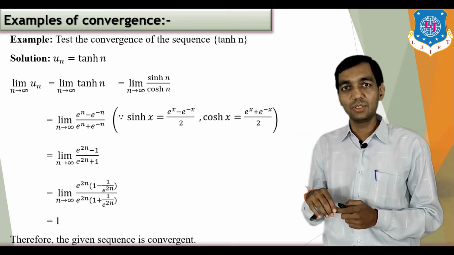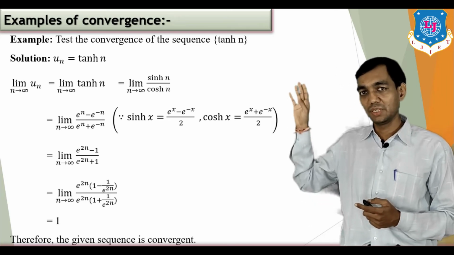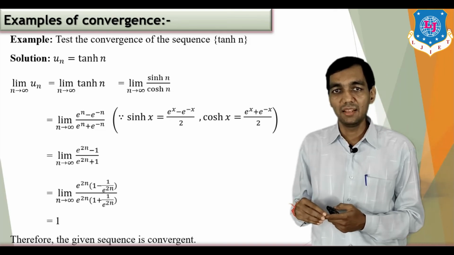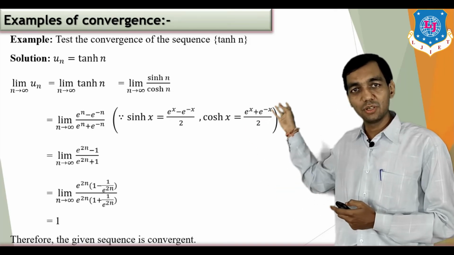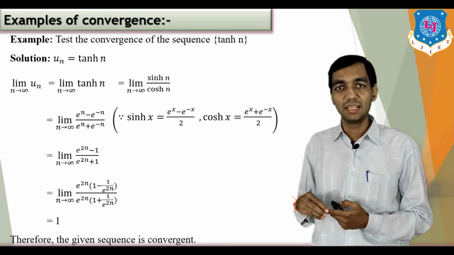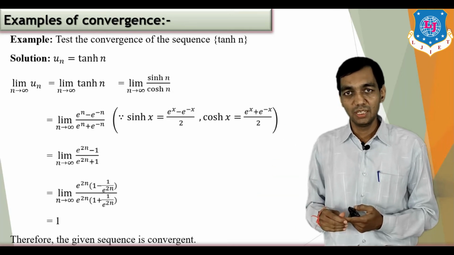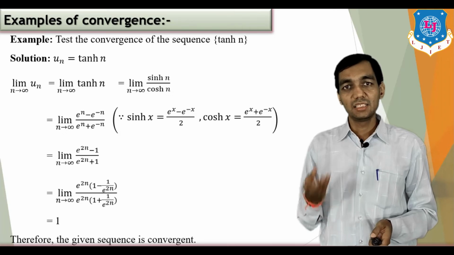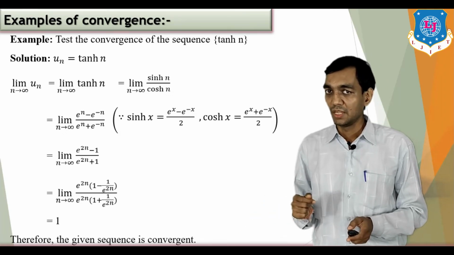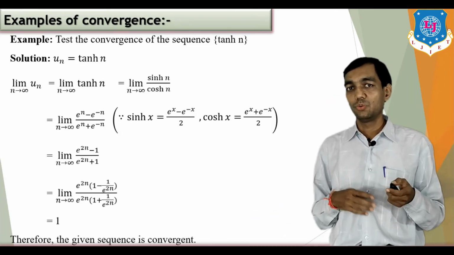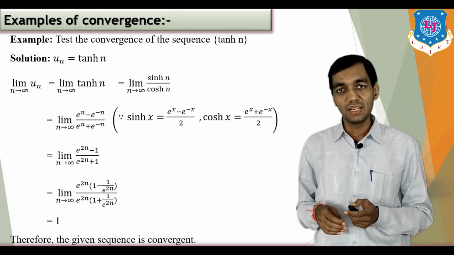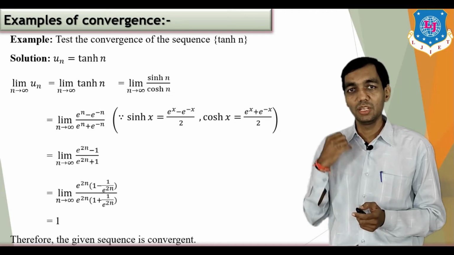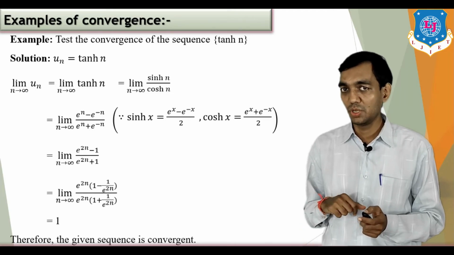Now since un is equal to tan hyperbolic n, it is nothing but sin hyperbolic by cos hyperbolic. So we are applying the limit to the nth term un and putting the values of sin hyperbolic and cos hyperbolic. Then we have limit n tends to infinity of e raised to n minus e raised to minus n divided by e raised to n plus e raised to minus n. Now we write e raised to minus n in the form of 1 upon e raised to n, taking LCM and simplifying. That will give you e raised to 2n minus 1 upon e raised to 2n plus 1.